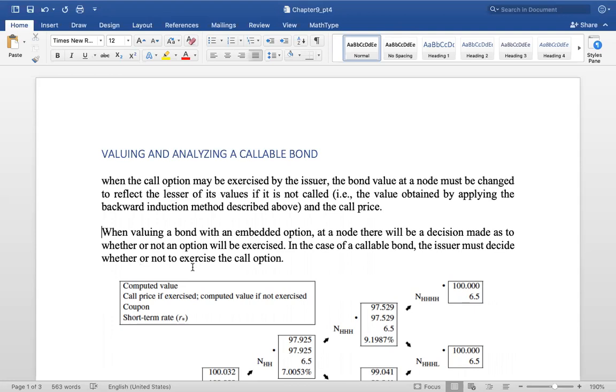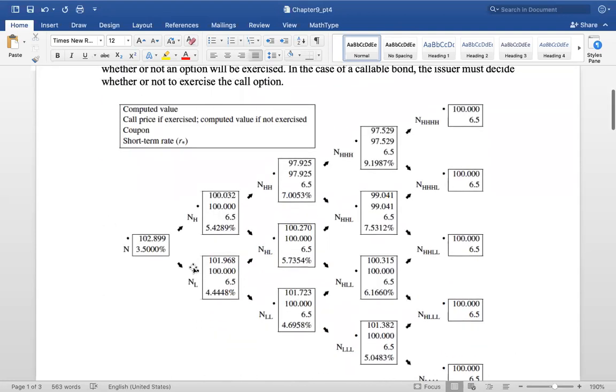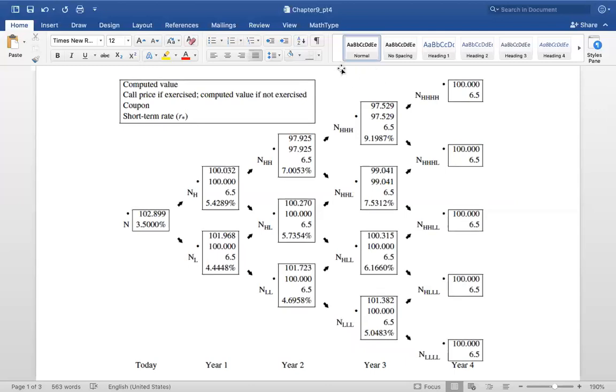Now let's consider this binomial interest rate tree. In this tree, we are considering again a 6.5% bond with 4 years remaining to maturity that is now callable, with a face value of 100, and it is callable also at 100. This graph shows two values at each node of the binomial interest rate tree.